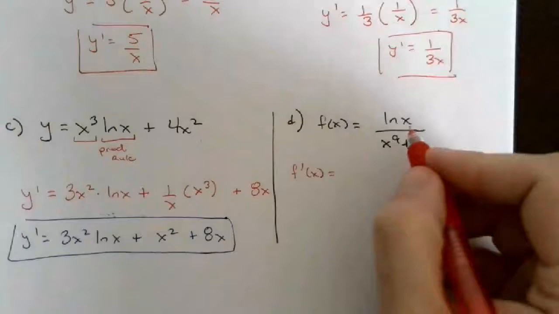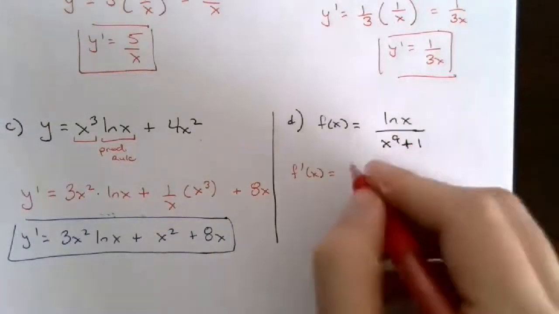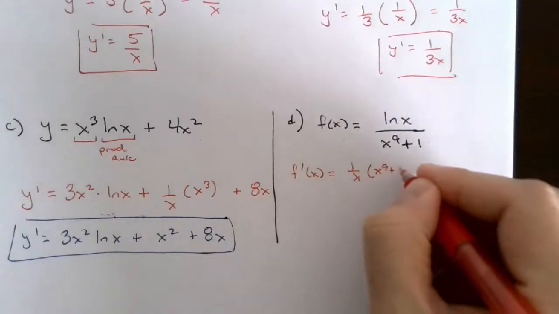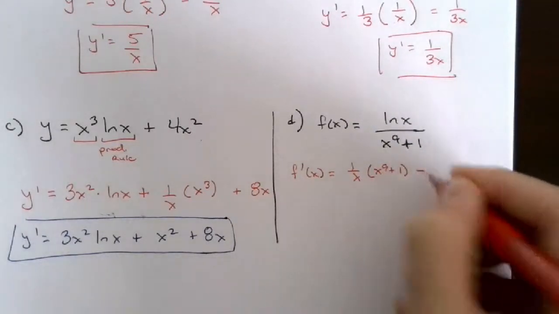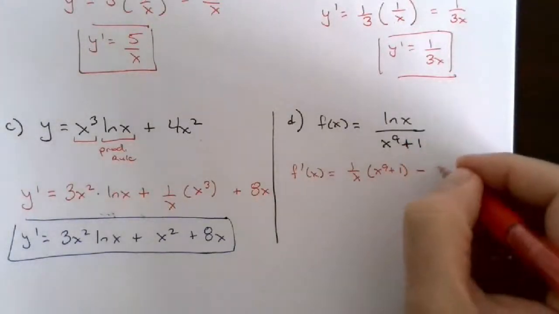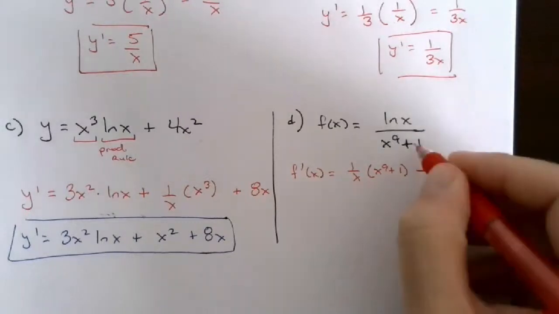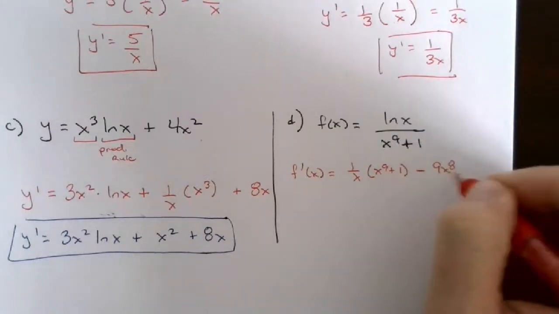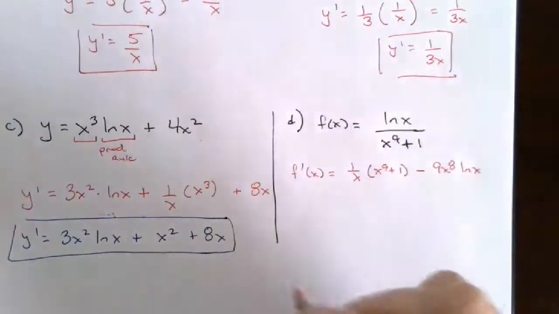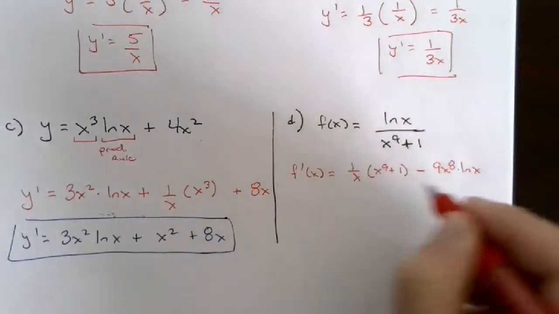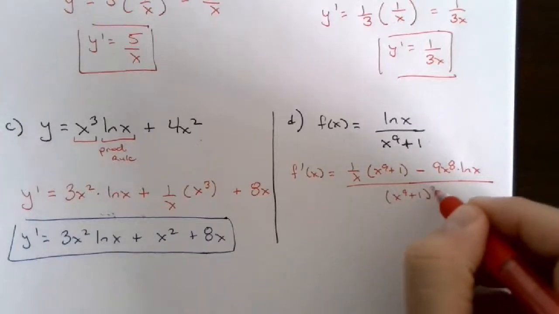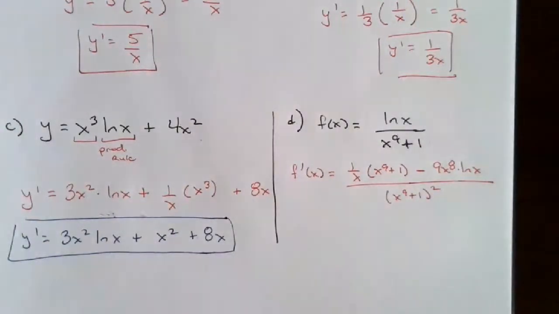Alright, quotient rule says we want the derivative of the numerator, so derivative of the top, derivative of ln of x is 1 over x, times the denominator, so times the bottom, x to the 9th plus 1, minus, make sure you have minus there, the derivative of the denominator, which derivative of x to the 9th is 9x to the 8th, derivative of 1 goes to 0, so just minus 9x to the 8th, times the numerator, so times ln x, over the denominator squared, right, over the bottom squared. Alright, so that's just using our quotient rule.